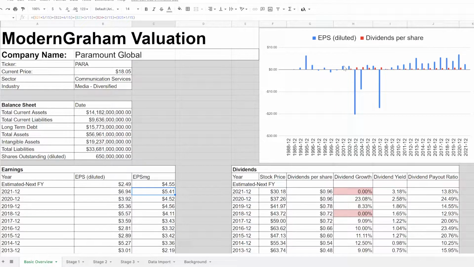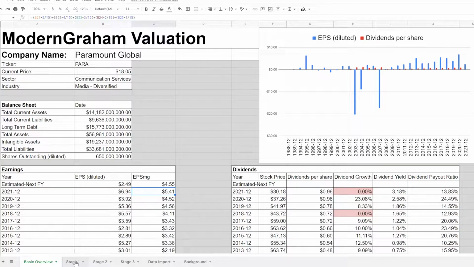Blue is the earnings per share, and you can see, again, it has bounced around a little bit, but it has been more steady in the last 10, 15 years than it was before that. Dividends per share, again, have been steadily rising as well.